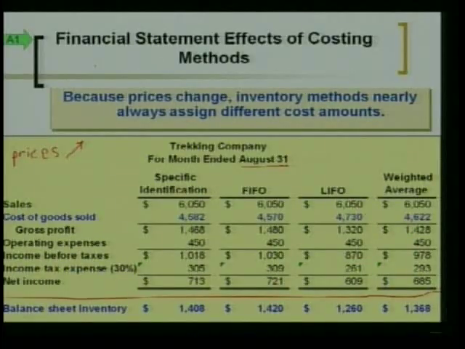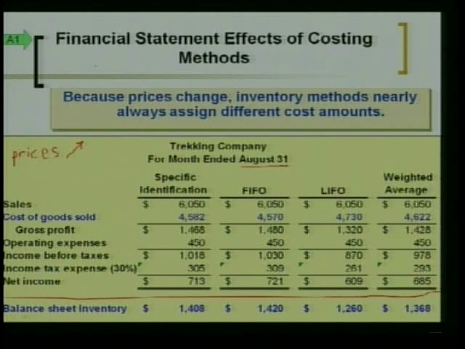Okay, look back at that again. Which one results in the highest income tax paid? FIFO. Wouldn't that make sense? And wouldn't it make sense that weighted average is in the middle of FIFO and LIFO? Because it kind of smooths out the changes. You with me? Does that make sense, folks?